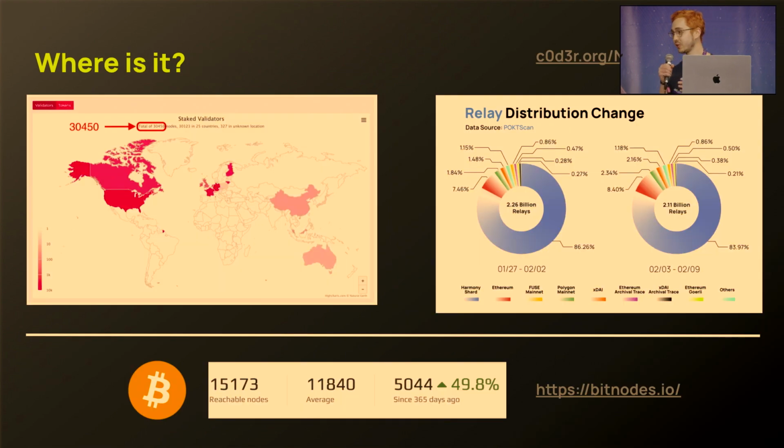So now that you kind of know what Pocket is, where is Pocket? So Pocket, we have nodes all around the world, and as of this week, we're handling more than 2 billion relays a week. With more than 2 billion relays a week, supporting more than 40 different blockchains on our network, and we recently just crossed the 30,000 node mark. To put that number into perspective, Bitcoin today only has 15,000 full nodes on their network. We have twice as many, and we're supporting many different blockchains to make sure that developers are able to get the best service as they're building their app.